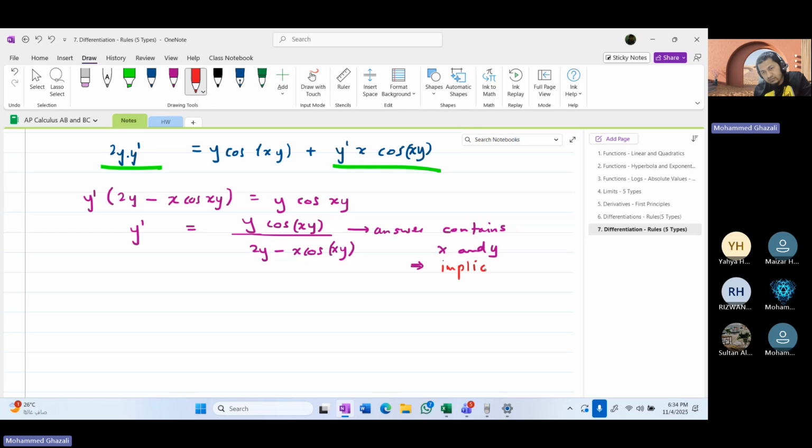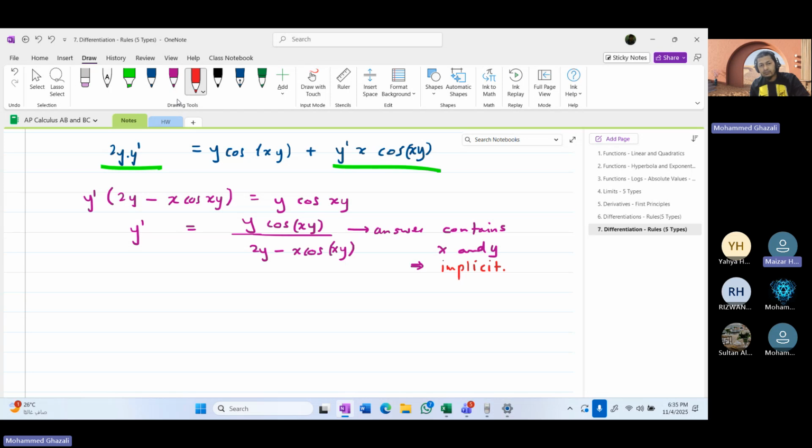Okay. So here you isolated y prime, right? I factored y prime from both sides. It's like I skipped a step. I brought the y prime x cos xy to the other side, and I only took out y prime because the idea over here is to solve for the derivative. Remember, the question is to find the derivative. So I found y prime, and on the other side, I don't have any y primes. You have to always solve for the derivative.